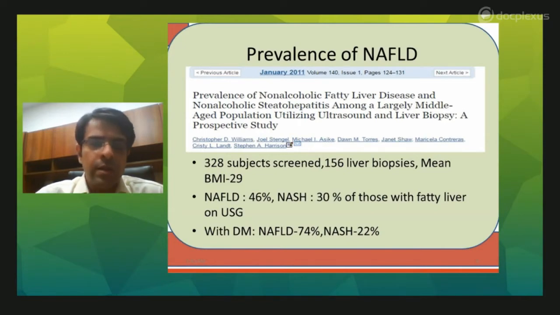So NAFLD was found in 46%, and NASH, that is non-alcoholic steatohepatitis, the worrisome stage, was present in 30% of those who had fatty liver on biopsy. In patients with diabetes, NAFLD was 74% and NASH was 22%.